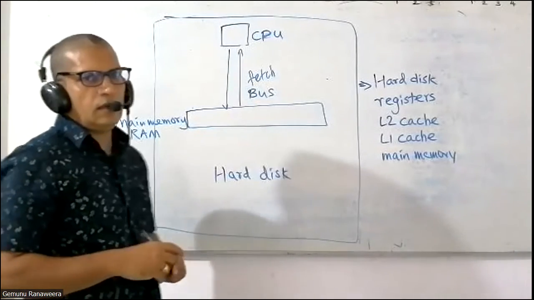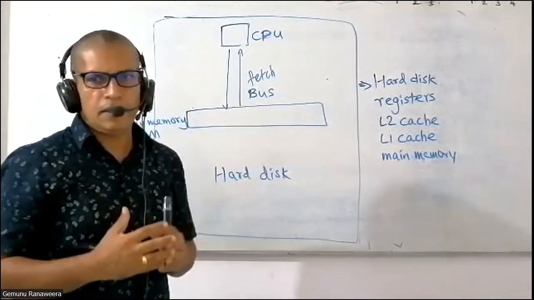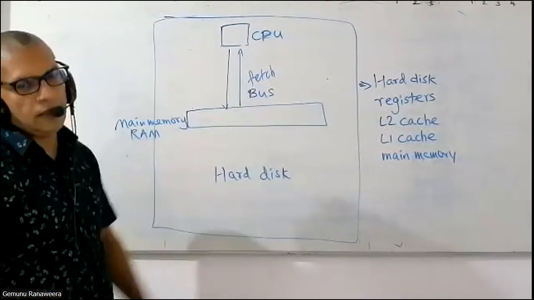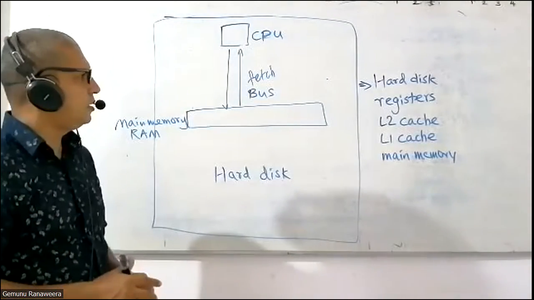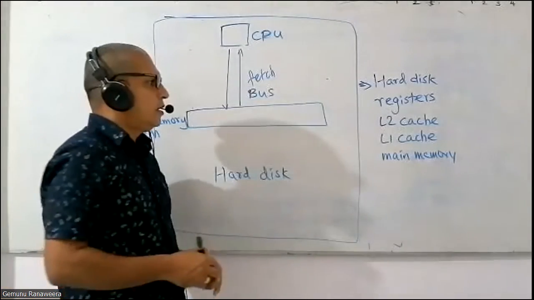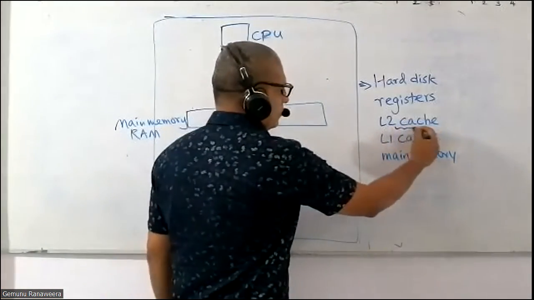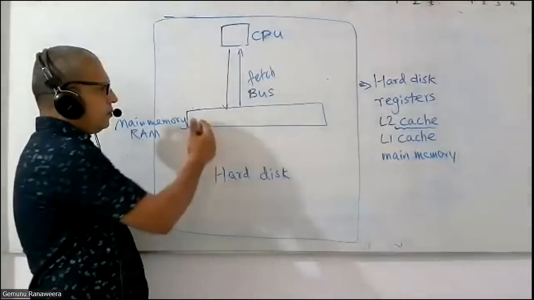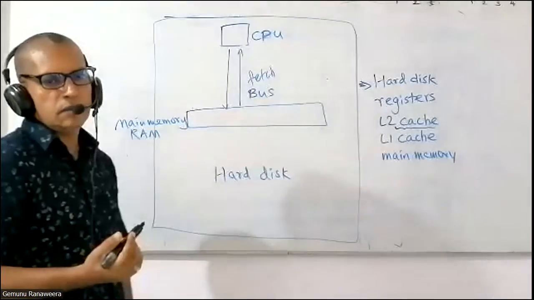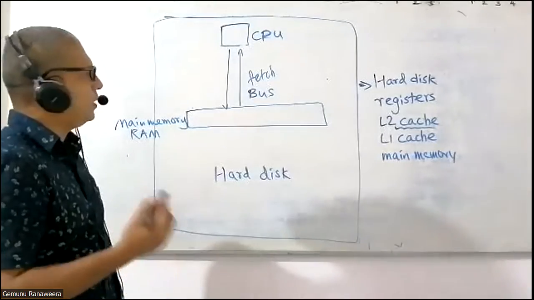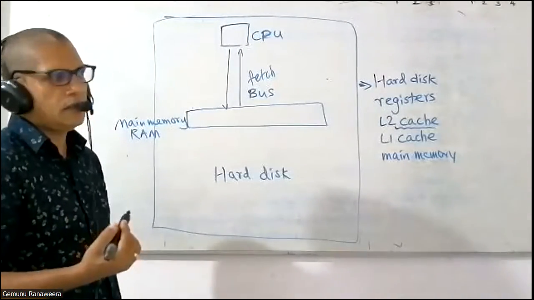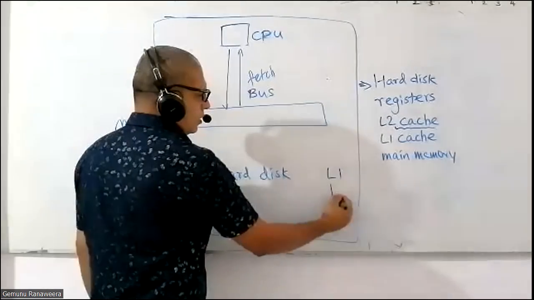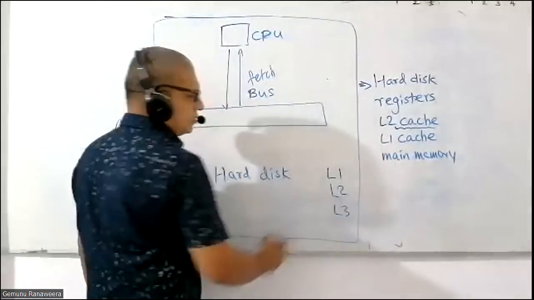So there have been many different mechanisms to overcome this problem, the von Neumann bottleneck. One such mechanism is introducing a memory called the cache memory. What is the cache memory? A new memory was introduced to the computer system, known as the cache memory. Where is it located? There are some levels of the cache memory: L1 cache, L2 cache, L3 cache.